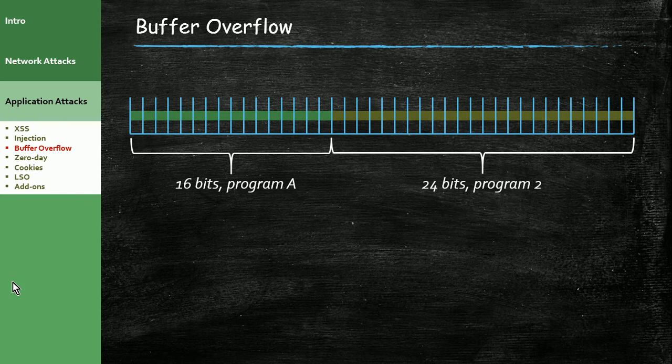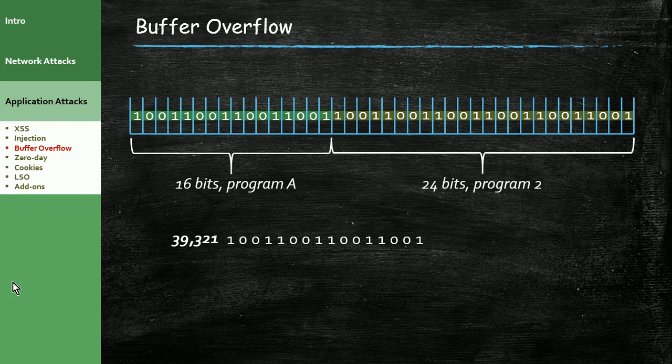Program A has 16 bits. Program number 2 came along, and it got the next 24 bits of memory. And maybe program number 2 stored some stuff in memory, and maybe that stuff is going to get executed because program 2 is using the memory to execute some instructions in the microprocessor. Program A, in this case, maybe stored some binary data, maybe the number 39,321, which would look like that in binary. So it stored some binary data.